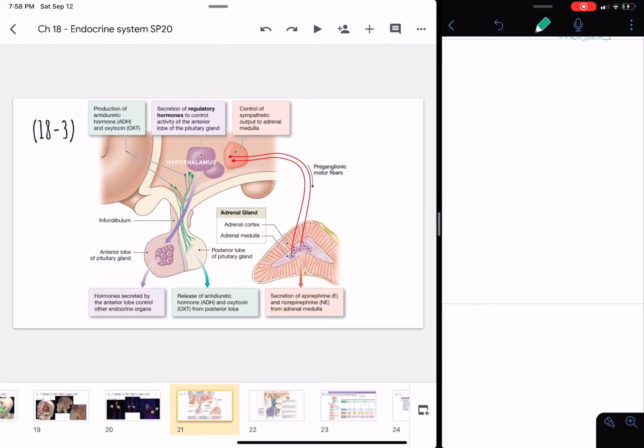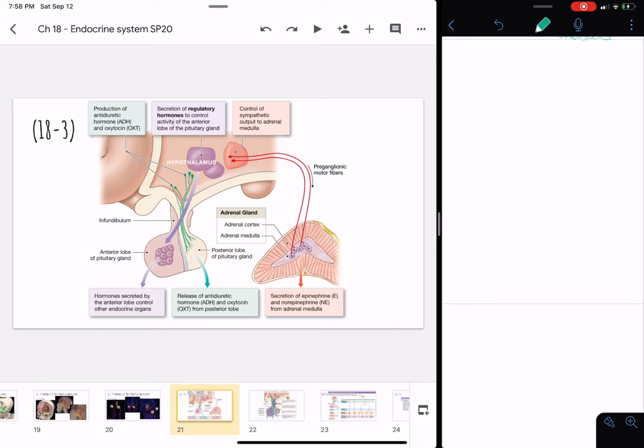And then those axon terminals end in the posterior pituitary, and that's where we're going to actually release those hormones from. So it's not that the posterior pituitary is creating any hormones, except that the posterior pituitary is where those hormones that were created by the hypothalamus are going to be secreted from.